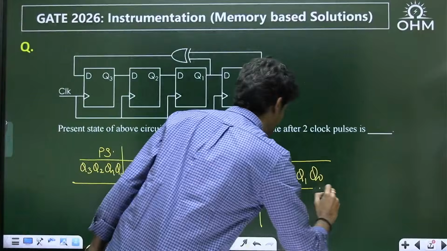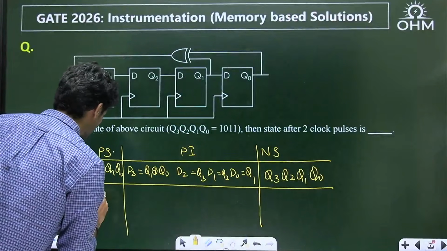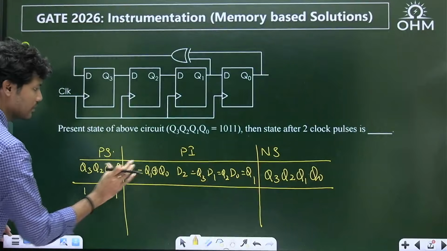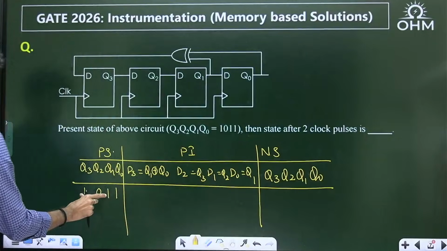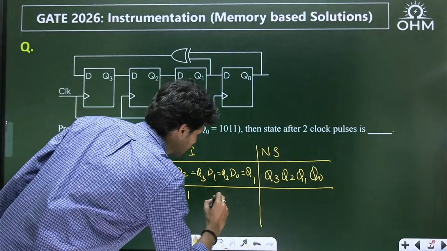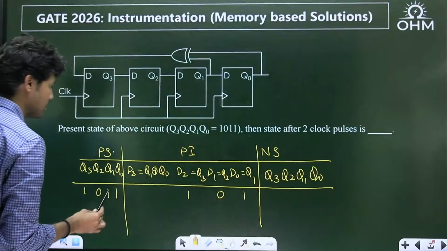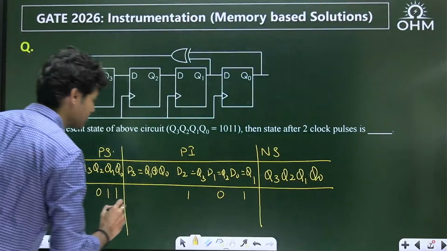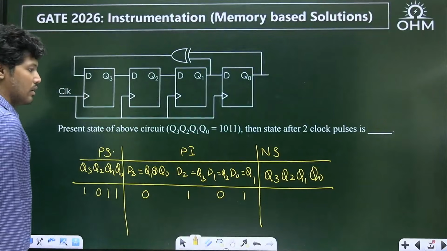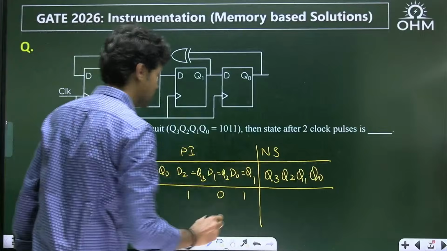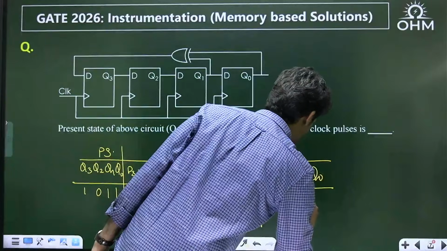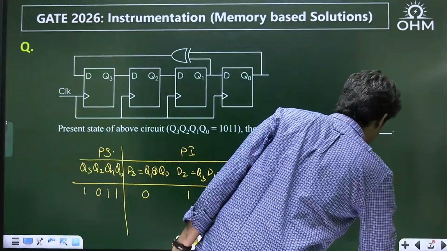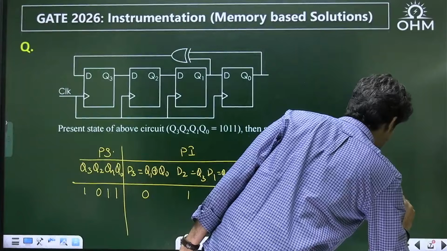The initial state is given 1 0 1 1. Like I've told, the first 3 bits are shifted towards right side. The first 3 bits are 1 0 1. So 1 here, 0 here, 1 here. Then what about D3? It is XOR of Q1, Q0. XOR of 1 1 is basically 0. So this is your next state, which is 0 1 0 1. This is after first clock.